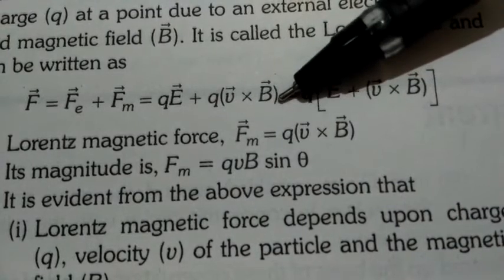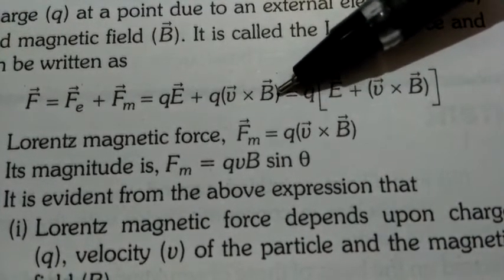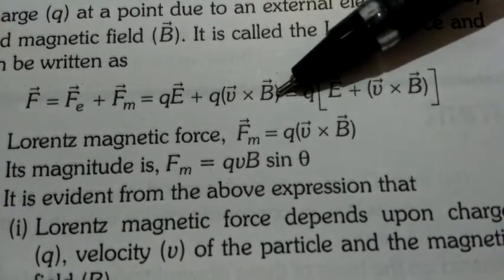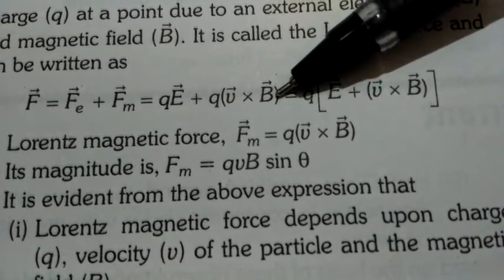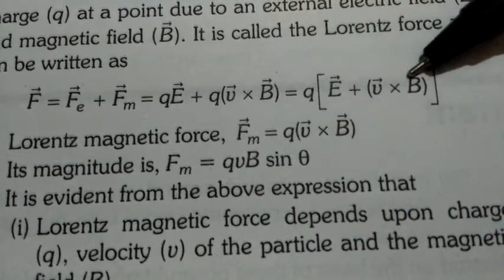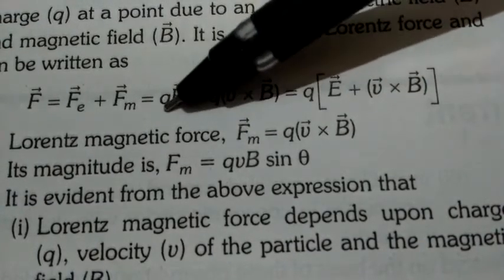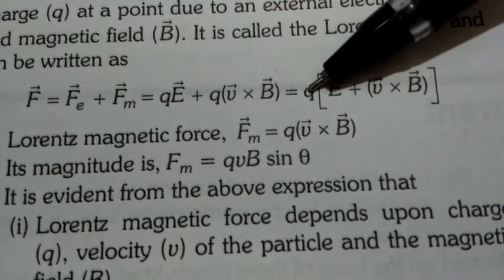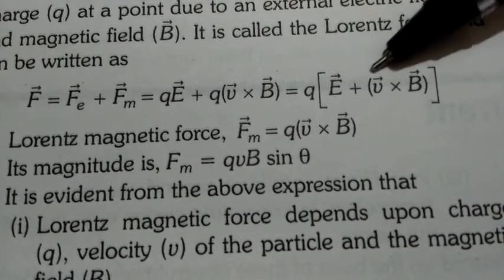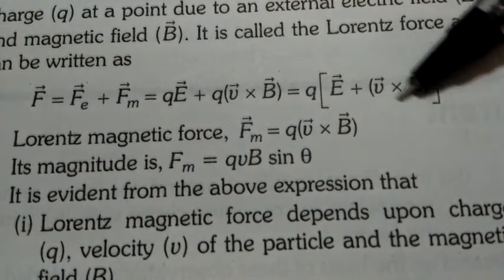So the essential condition for a magnetic field to apply force on a charged particle is that the charged particle must move. This formula can be written like this: q we can take as common, since it is in both terms, so we get q(E plus V cross B). One more thing you can see is that V cross B is a vector product.